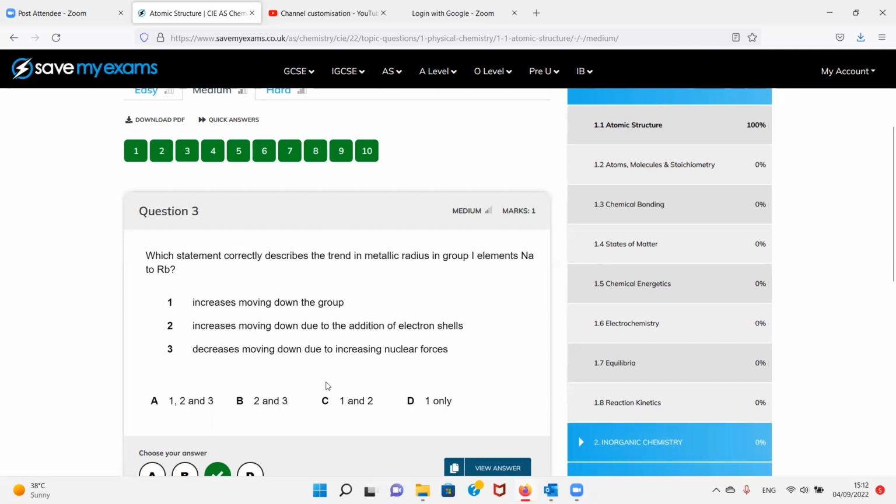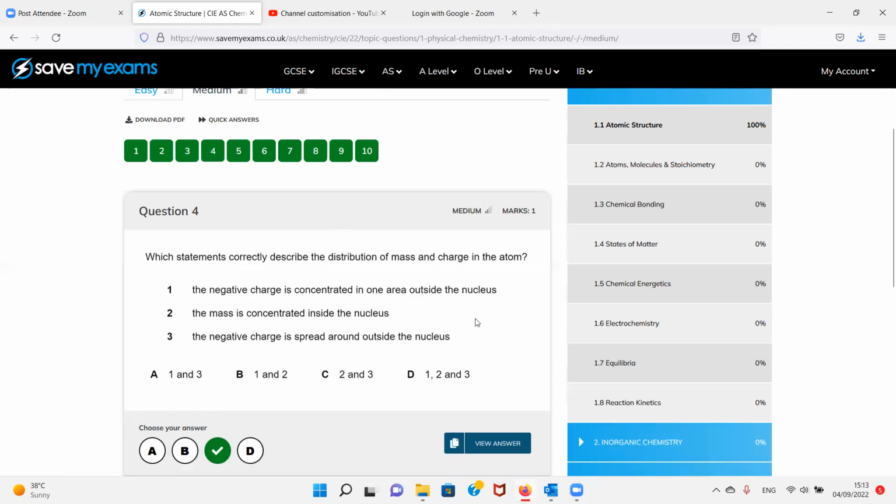And then also we look at decrease moving down. This is not correct. So the options are 1, 2, 3, 2, 3, 1, 2, and 1 only. So the 1, 2 are correct. The second one is more accurate or more precise than the first one. So always you need to be careful when you look at these types of questions, because the requirement can differ from one question to another.